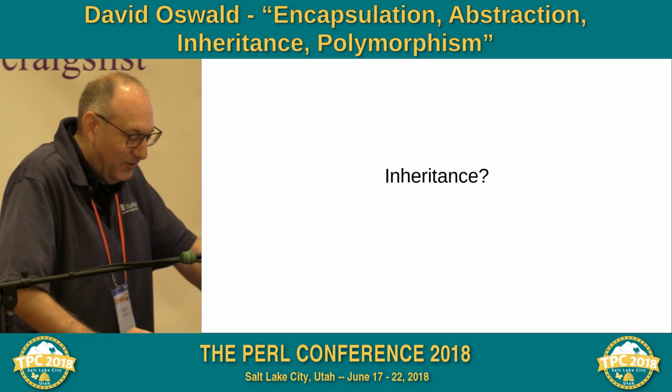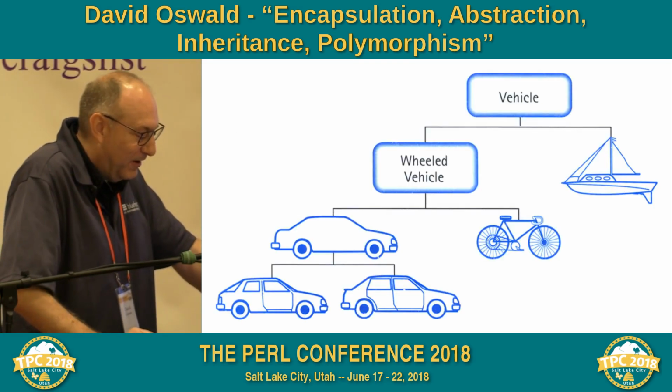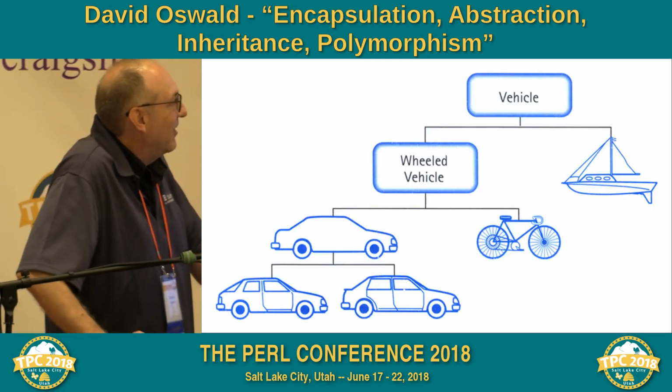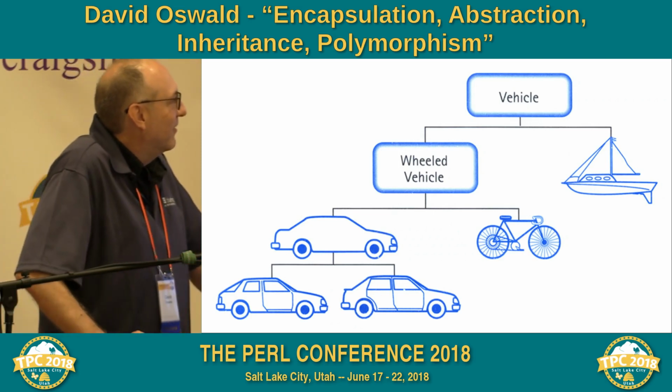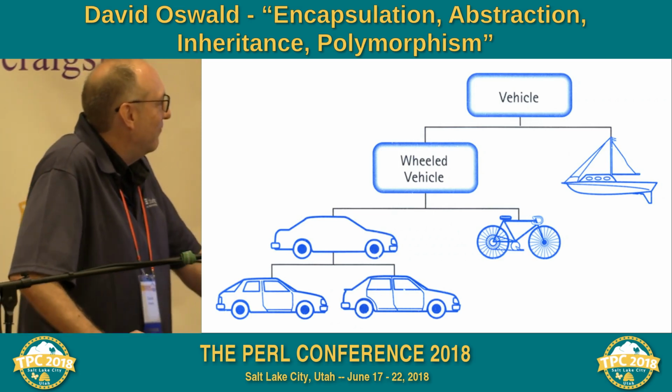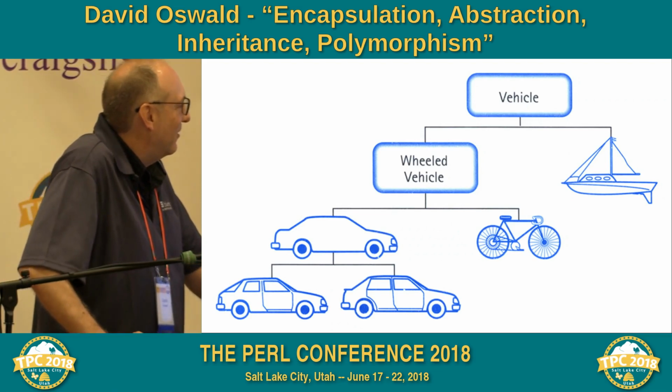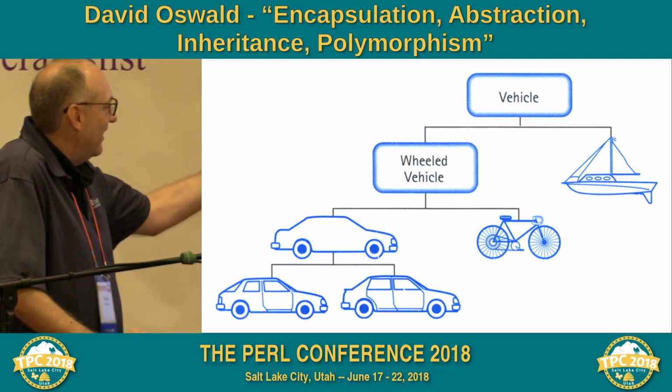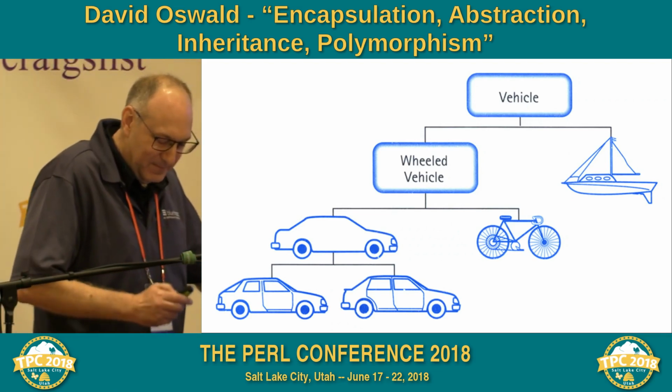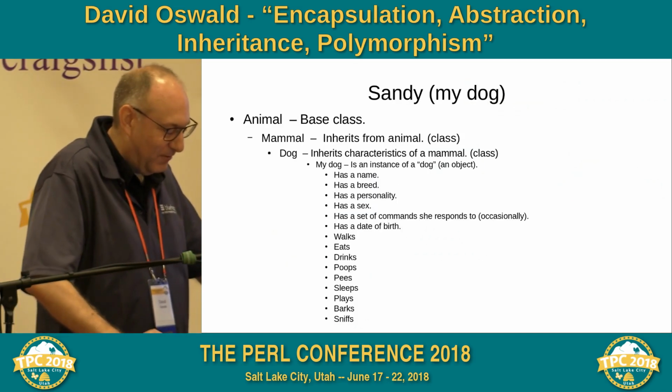So this takes us to inheritance. And inheritance really can be expressed like here's another example of inheritance. A vehicle can be a wheeled vehicle or a sailboat, and a wheeled vehicle can be a bike or it can be a car, and a car can be a sedan or a coupe. So we can talk about Sandy, which used to be my dog.